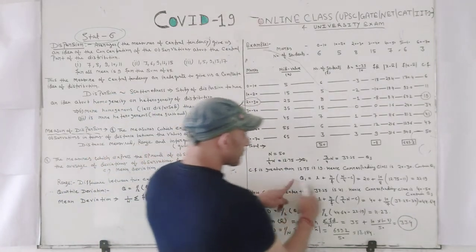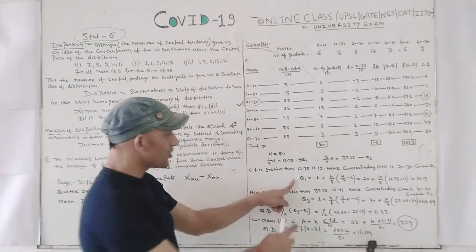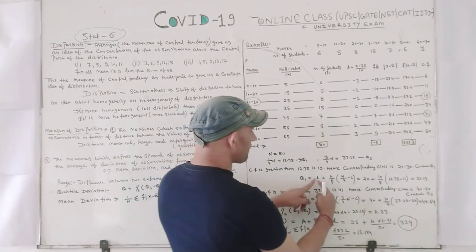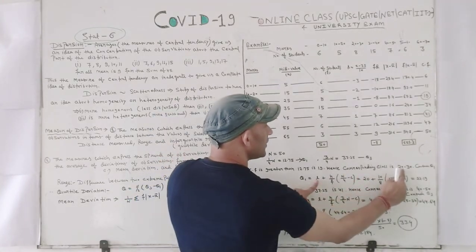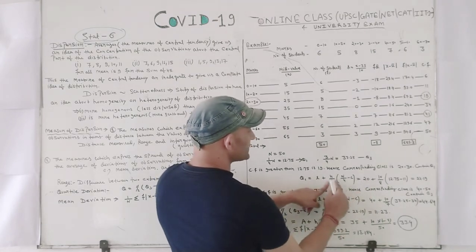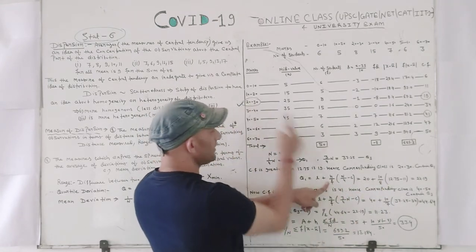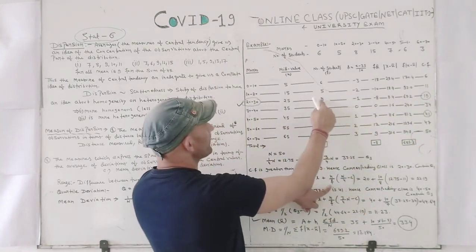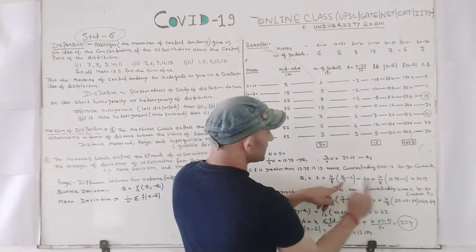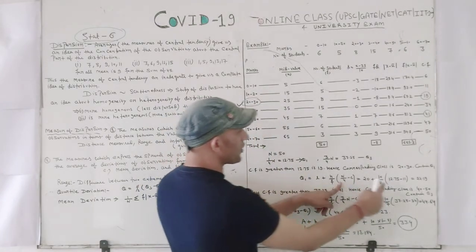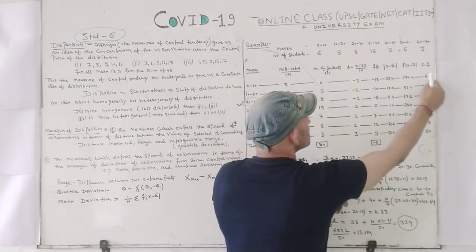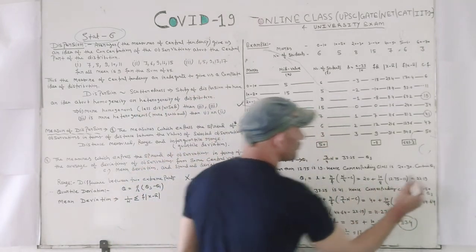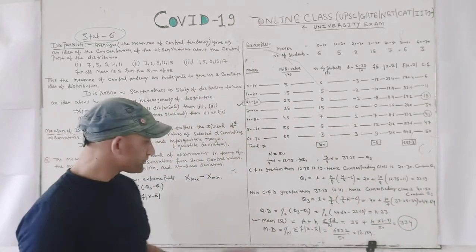This formula we have already explained in the previous lecture. Q1 is equal to L plus h upon f into n upon 4 minus c. Here L is the lower limit, this is 20, plus h is the interval, 10, and f is the frequency, which for this class is 8. And n upon 4 we have already done, 12.75, minus c, which means the just above value, this is 11. After calculation we got 22.19, that is Q1.